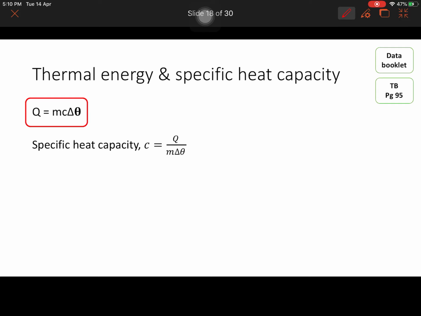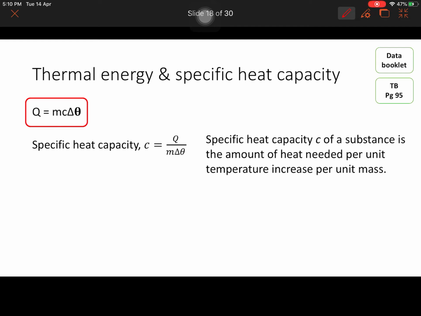Now, if you rearrange the equation Q equals mc delta theta, you get c equals Q over m delta theta. What does this mean? The specific heat capacity of a substance is the amount of heat energy needed per unit mass per unit increase in temperature. So for every 1 kg of substance to increase by 1 degree Celsius or 1 Kelvin, this is the amount of energy needed. That is our specific heat capacity.